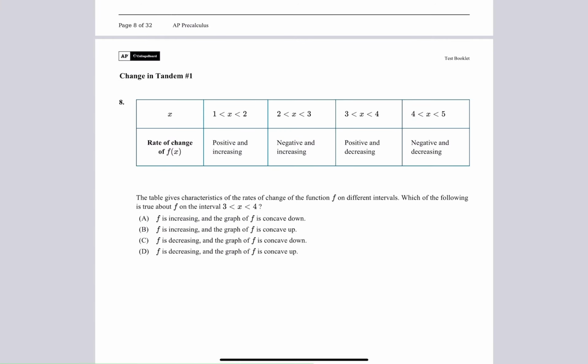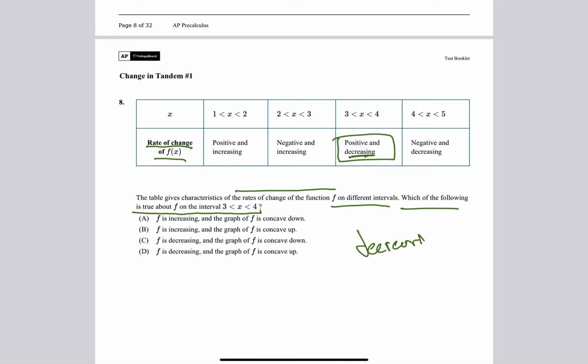Now, question number 8. The table gives the characteristics of the rates of change of the function f on different intervals. Which of the following is true about f on the interval 3 to 4? It's positive and decreasing. The rate of change, whenever you see the word decreasing, what does that mean? Concave down or concave up? Decreasing means concave down, and that's it. So it looks like this, just in case you're wondering. This is positive, and it's decreasing, right? If you take any point, the rate of change will be positive, and it's decreasing as we move with time.